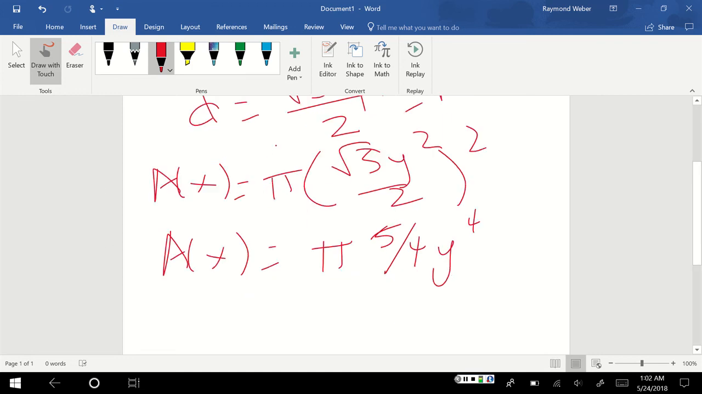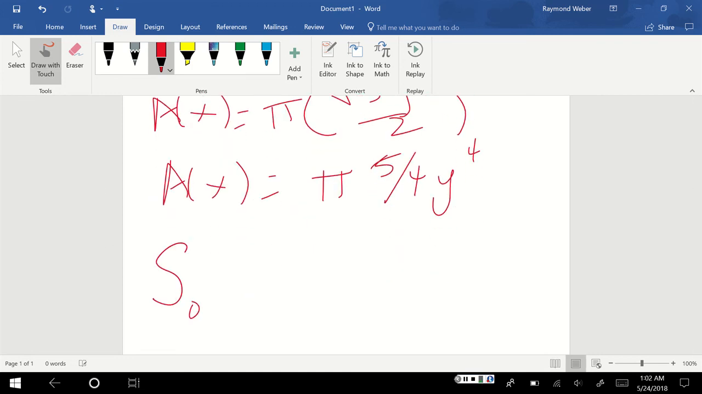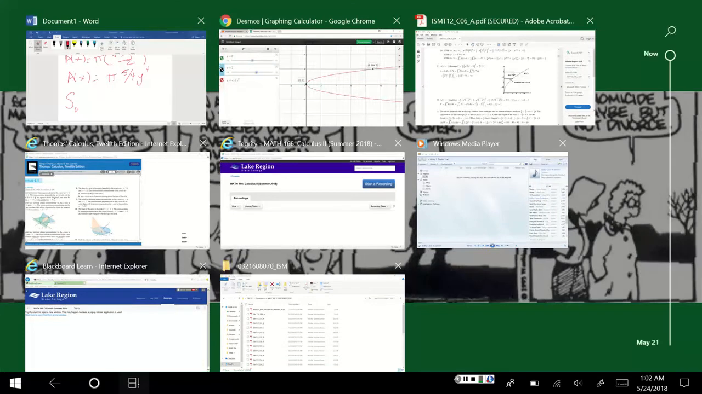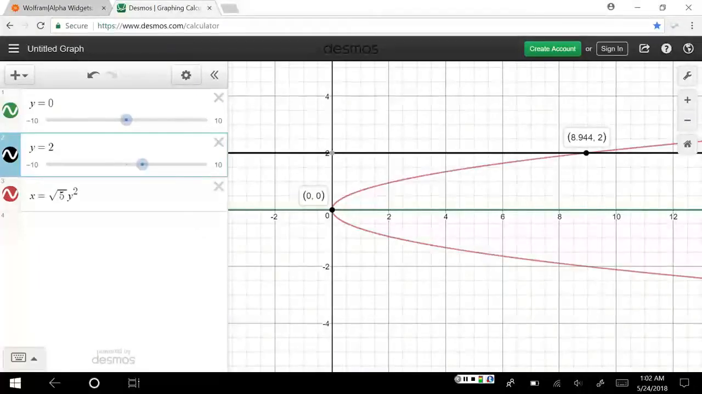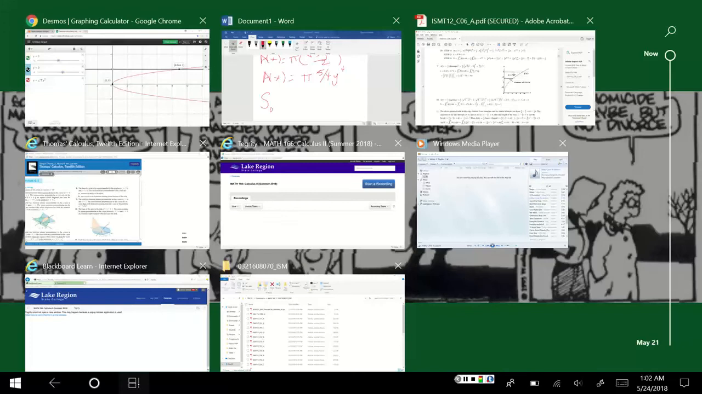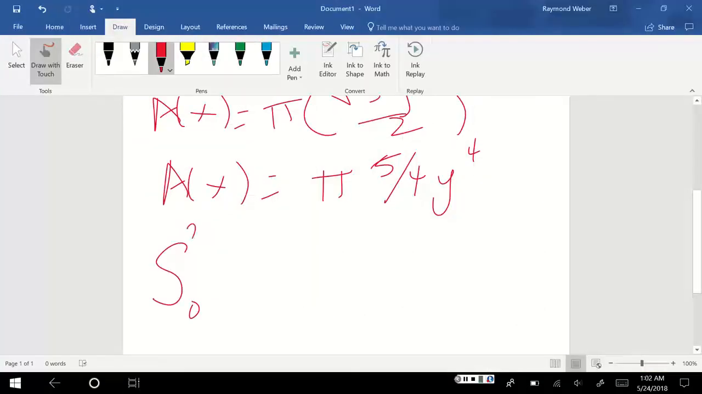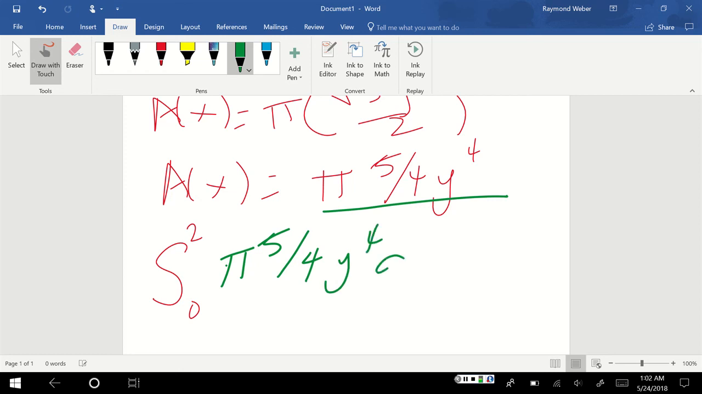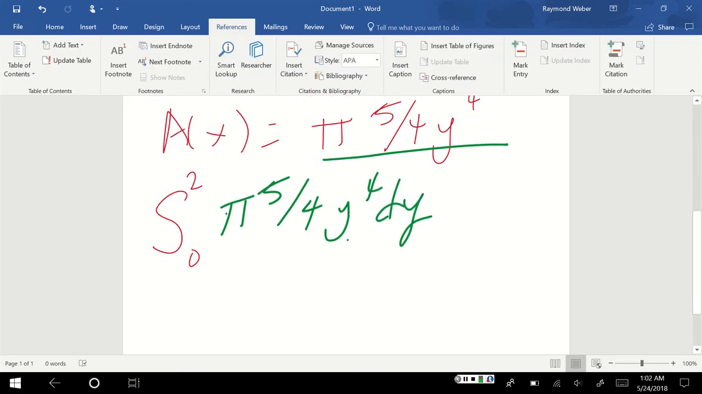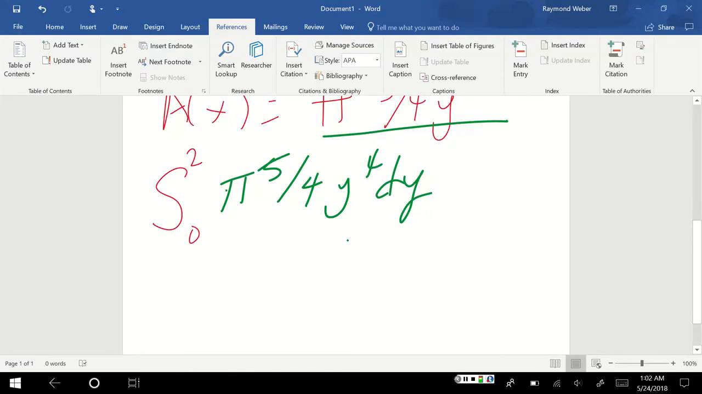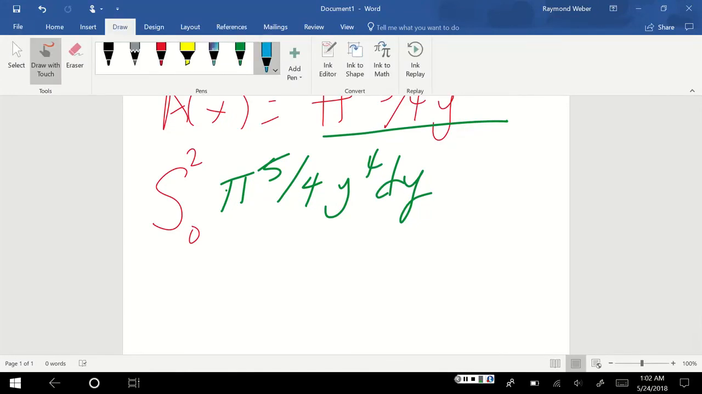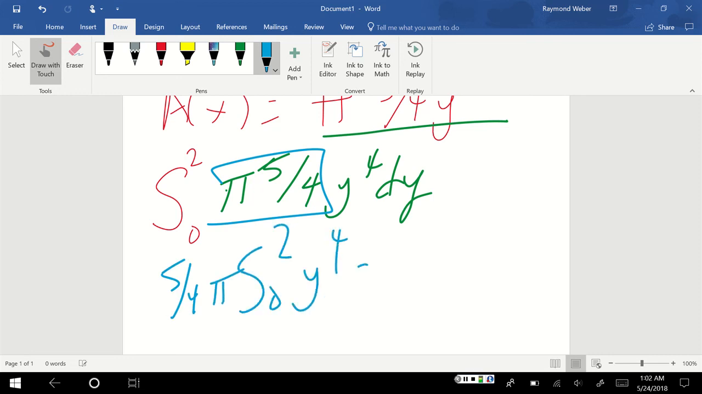So this is my A of x, and I'm going to integrate it from 0 to 2. This is why we draw the picture. We're going to use this formula, so it's going to be the integral of pi times 5/4 y to the 4th dy. Now I'm going to pull out what I don't need, so it simplifies to 5/4 pi times the integral from 0 to 2 of y to the 4th dy.